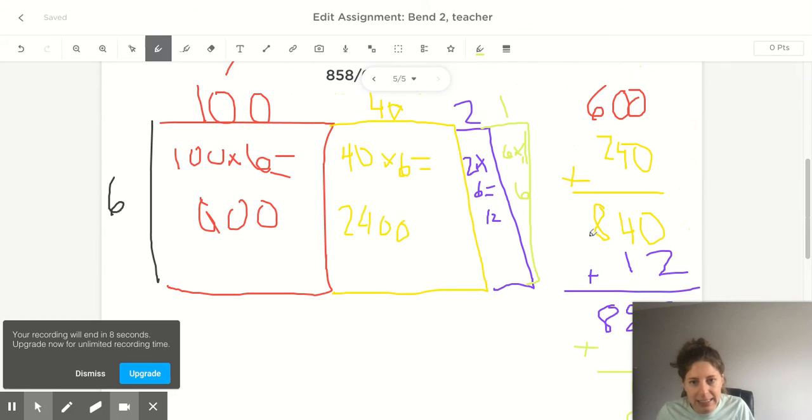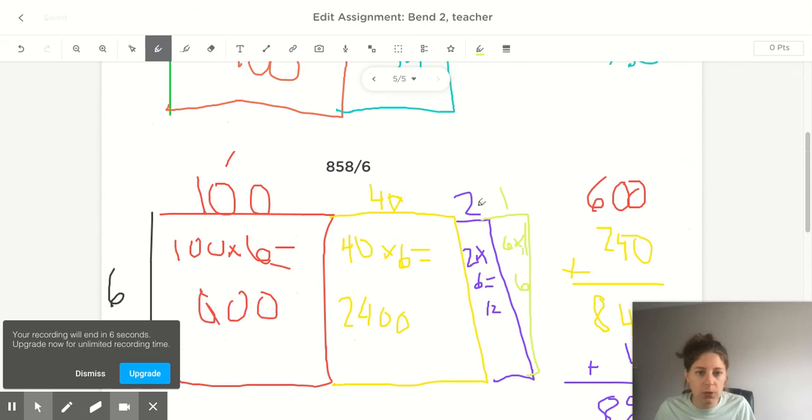How many did I give to each row? Well, 100 plus 40 plus 2 plus 1. Out of all of these, 143. Wow, 100.